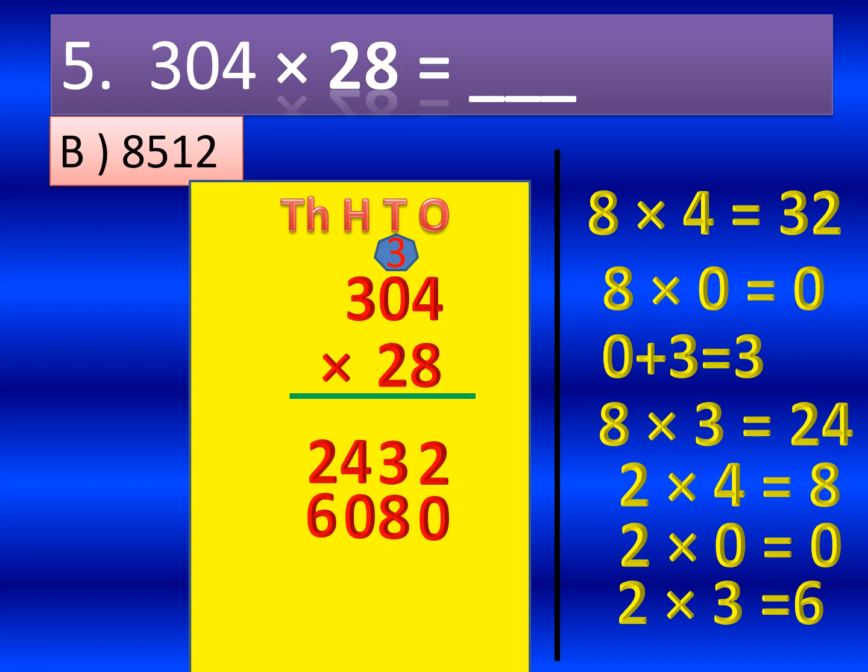Now we have to add these two lines. How to add? Now 2 plus 0 is equal to 2. 3 plus 8 is 11. From this 11, 1 is to be written in the answer place and the remaining 1 is to be considered as carryover. Now 1 plus 4 is 5. 5 plus 0 is 5. Next 2 plus 6 is 8. That's all.